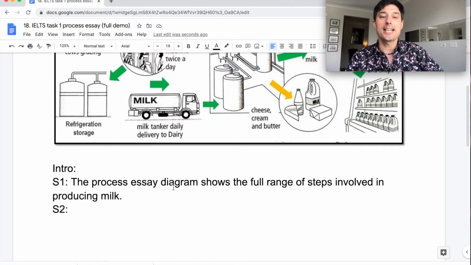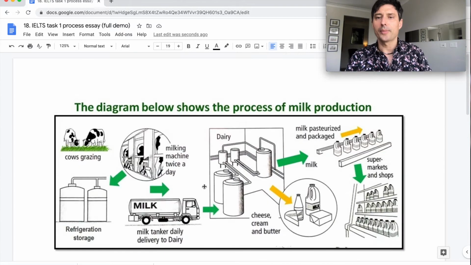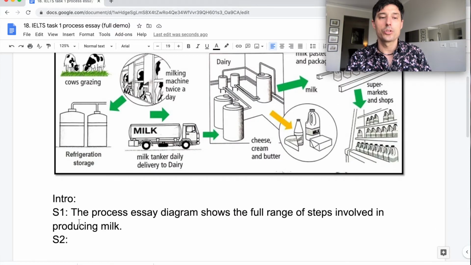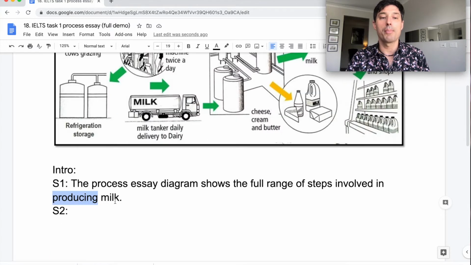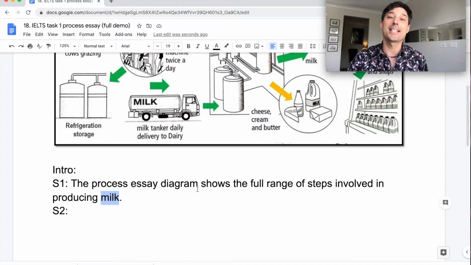The process essay diagram shows the full range of steps involved in producing milk. So I added a few words there, and I changed production to producing. So I changed that noun to a participle adjective, okay? And of course, milk. I changed milk from an adjective to a noun. So they're gonna love that. Let's move on to the second sentence.